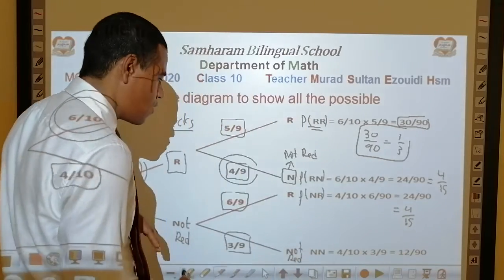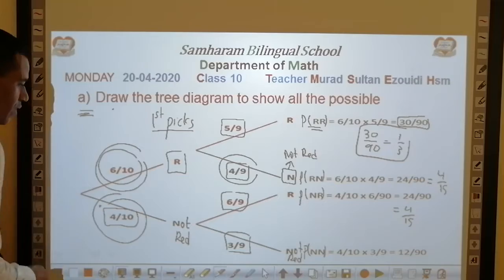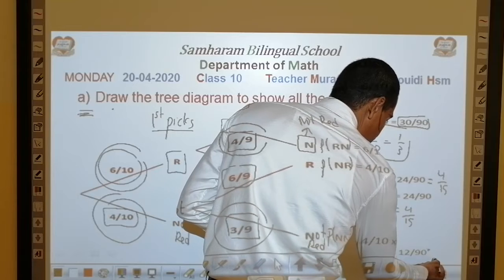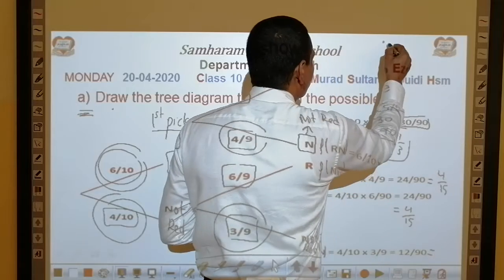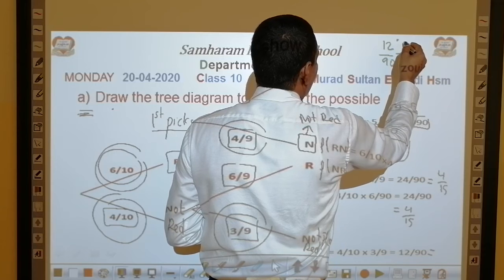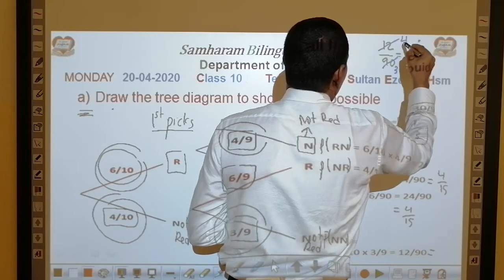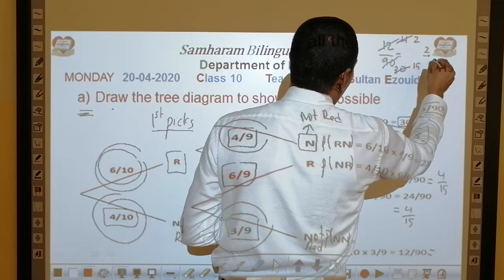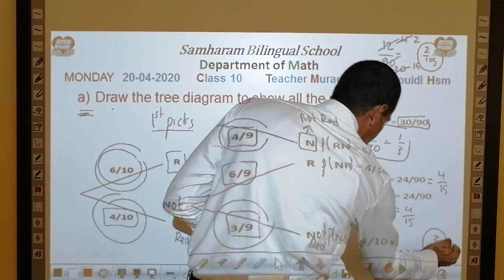Now the probability of getting not red is 4 over 10 multiplied by 3 over 9. It will be 12 divided by 90. You can simplify more. It will be, my kids, 12 divided by 90. So, how many 3's? It will be 4. How many 3's in 30? 10. So, now, how many 2's? It will be 2. How many 2's in 10? It will be 5. So it will be 2 over 15. Good boy. Okay.